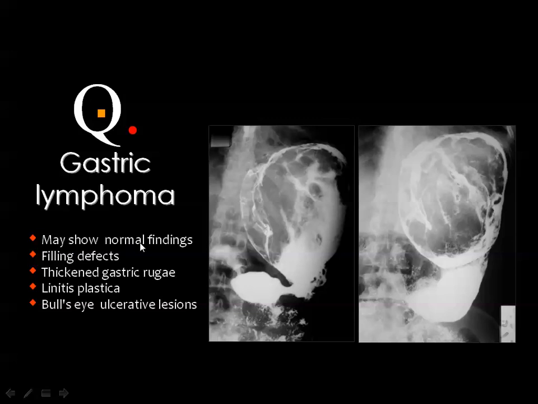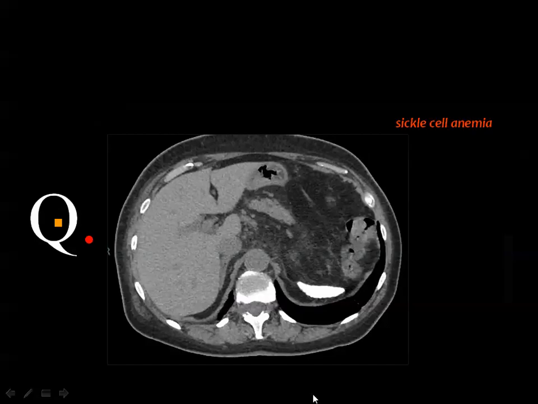These are the different appearances of lymphoma of the stomach. The stomach may be involved by lymphoma and look normal in the barium study. Filling defects, thickened gastric mucosal folds, linitis plastica, and ulcerative lesions are the manifestations of lymphoma in the stomach.